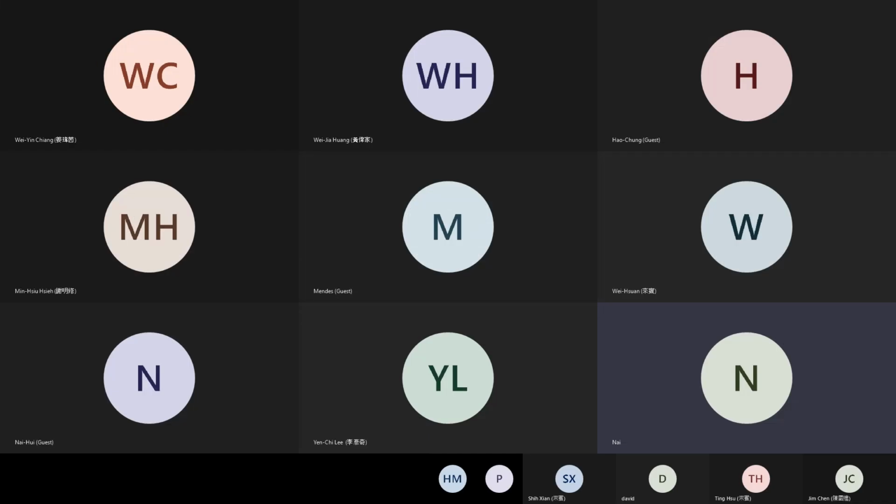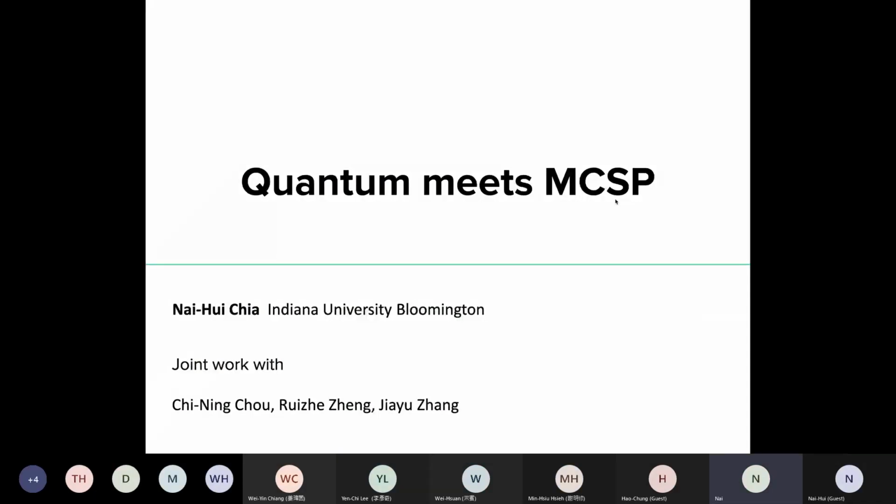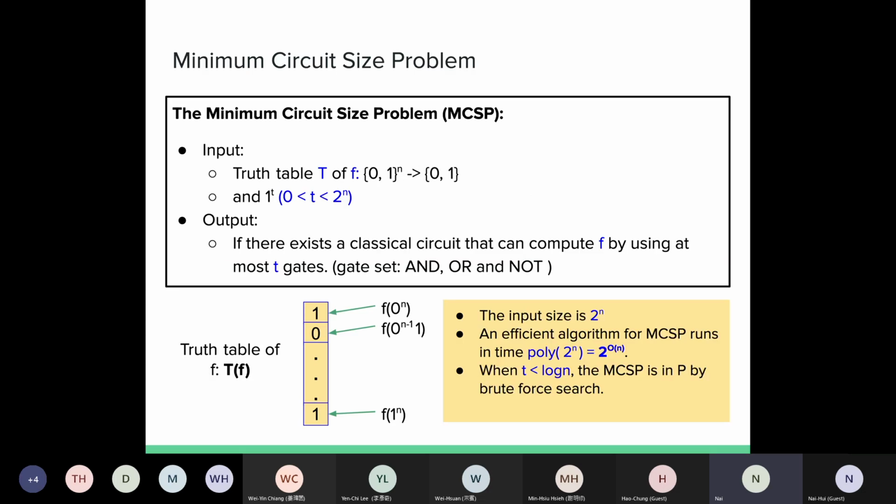So today I'm going to talk about the quantum minimum circuit size problem. This is joint work with Jin Zhou from Harvard University, Ray Zhezhen from UT Austin, and Jai Zhang from Boston University. And I think he moves to Caltech right now.